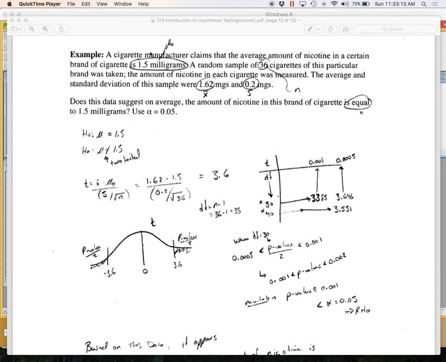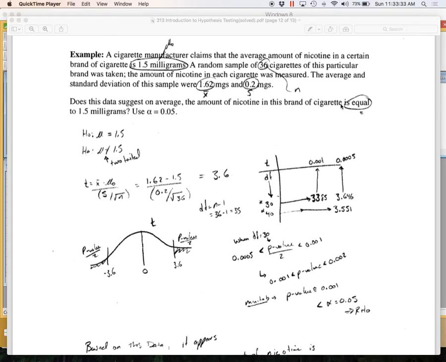Okay, so here a cigarette manufacturer wants to see if the nicotine in his cigarettes is as advertised, which is 1.5 milligrams. They take a random 36 cigarettes, and they find that the average in those cigarettes for nicotine was 1.62 and a standard deviation of 0.2.